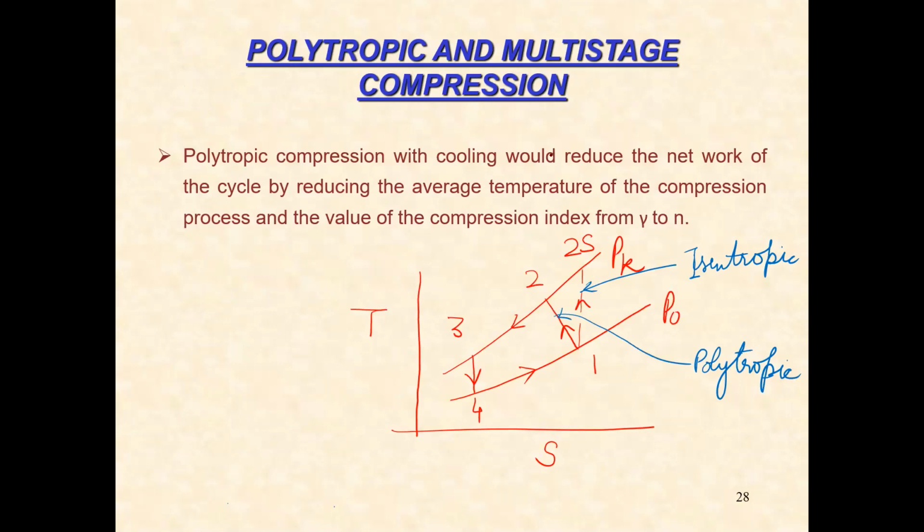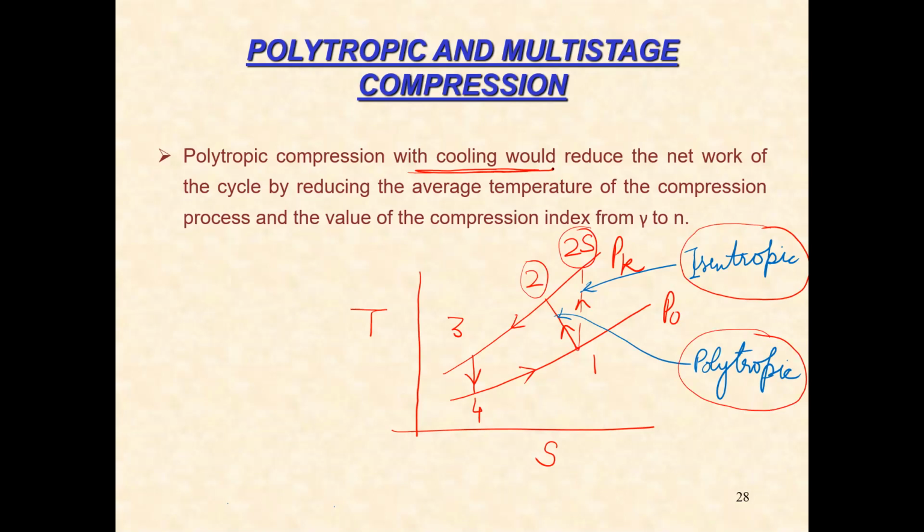See, till now we were talking about the isentropic compression which takes place in the compressor, but in the actual case it is the polytropic compression which takes place in the system, and it is given by the process from 1 dash, from 1 to 2, and the isentropic process from 1 to 2s, from the pressure P naught to Pk. Now, how can we go for the polytropic compression process from 1 to 2? It can be done with the help of cooling actually.